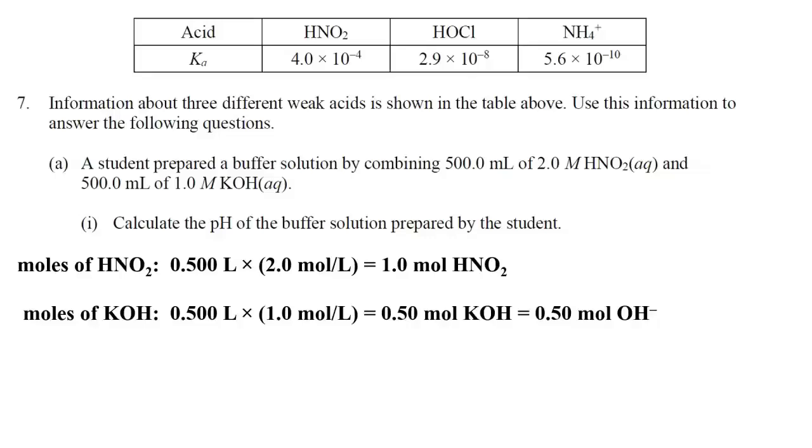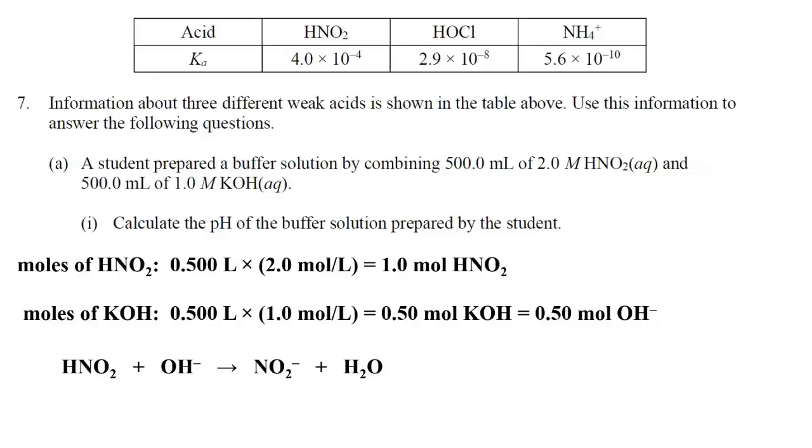So what happens when a weak acid reacts with a strong base? What you get when a weak acid reacts with a strong base is you get water, and you also get the conjugate base of the weak acid. So HNO2, the weak acid, is reacting with OH minus, hydroxide from the strong base, to produce NO2 minus, which is the conjugate base of nitrous acid, and water. Now let's focus on the quantities. We have 1 mole of nitrous acid, and we have 0.5 moles of hydroxide.